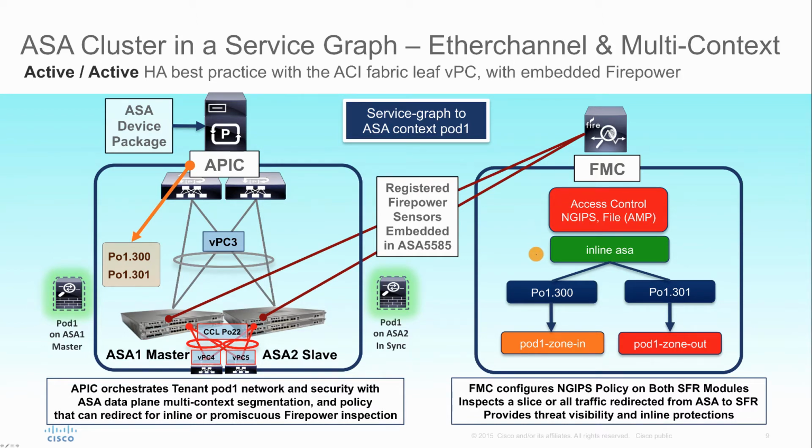control as well. So this particular ASA device package allows you to set up an ACL and redirect a slice or all traffic to that Firepower. This gives you some ability to do some optimizations around what traffic you want to see deeper inspection on.